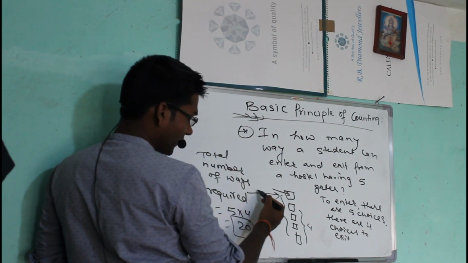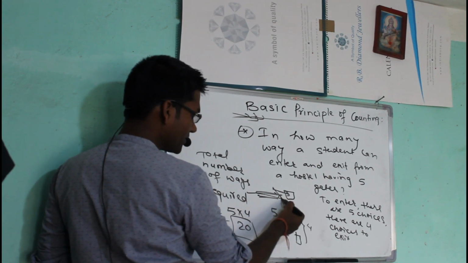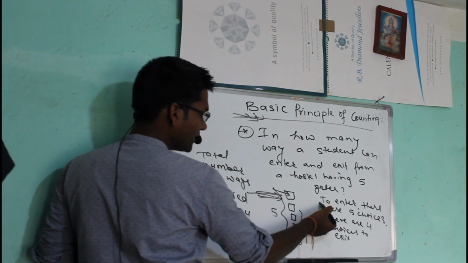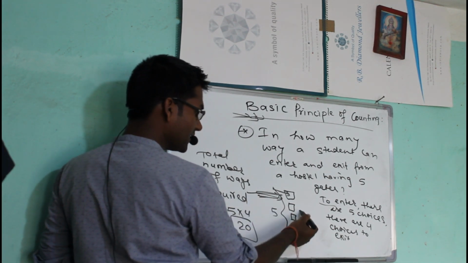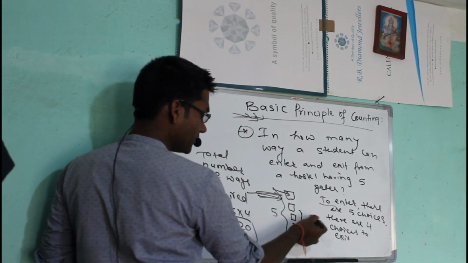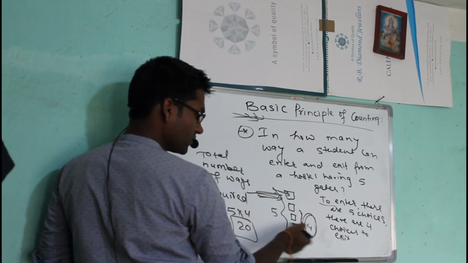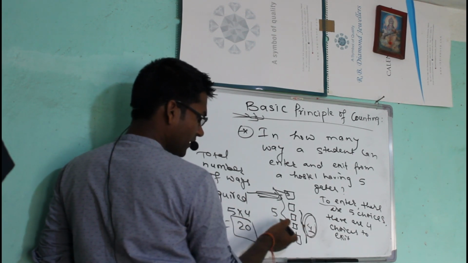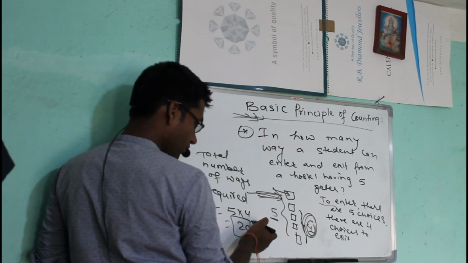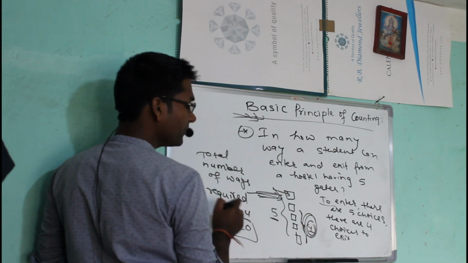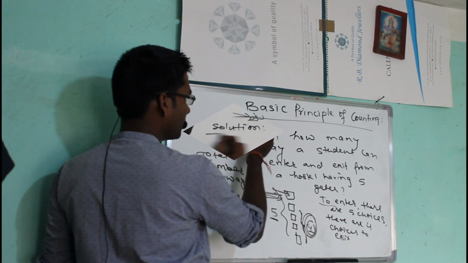Okay, so in this case, how is this principle being applied here? Let's see. Entrance, that means the first thing is we can enter. To enter we have 5 choices. This is the first thing. Second thing is to exit. To exit, how many choices are there? 4. That means the first thing is done in 5 ways, the second thing is done in 4 ways, so total ways will be 20. This is the basic principle of counting.